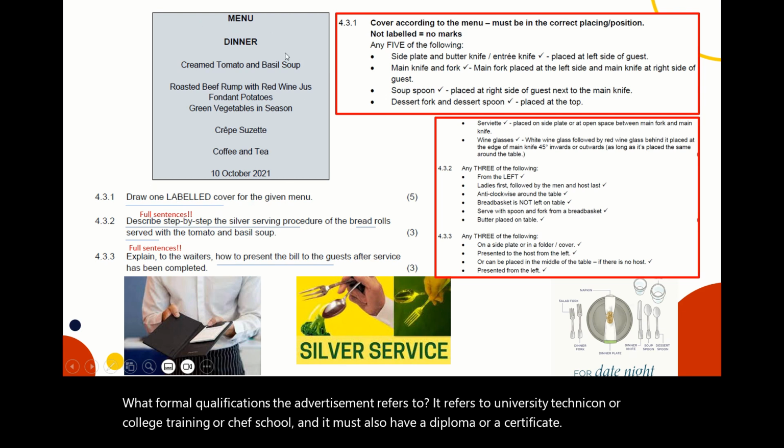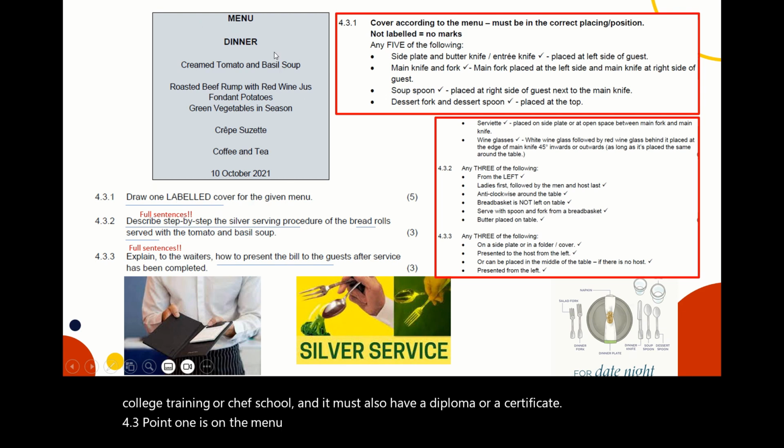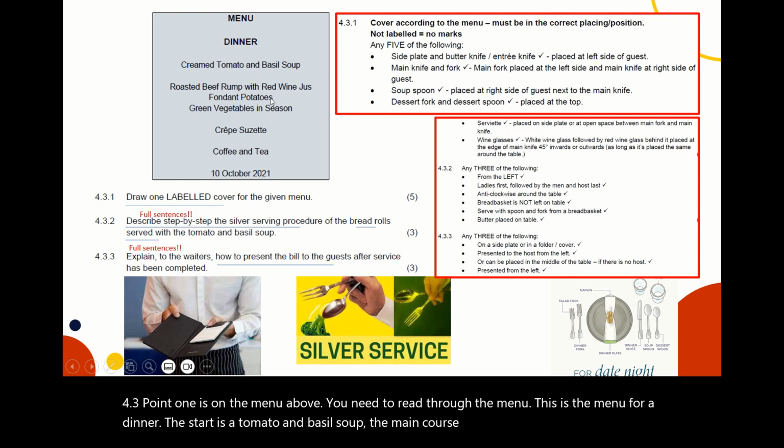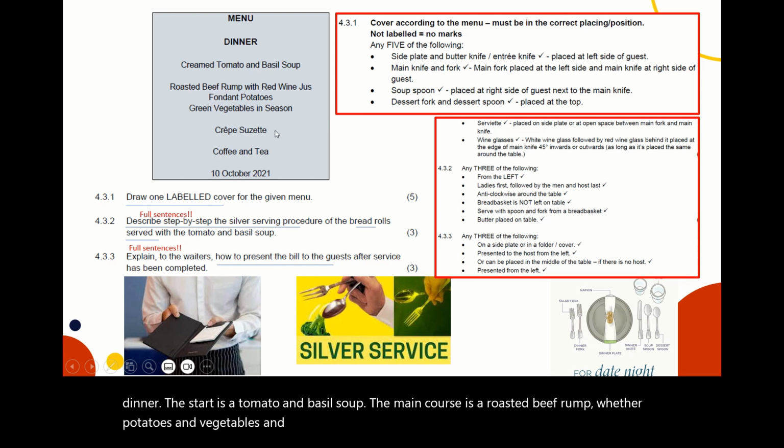4.3.1 is on the menu above. You need to read through the menu. This is a menu for a dinner. The starter is a tomato and basil soup. The main course is a roasted beef rump with the potatoes and the vegetables, and the dessert is a crêpe Suzette. You need to draw a labeled cover for this menu.